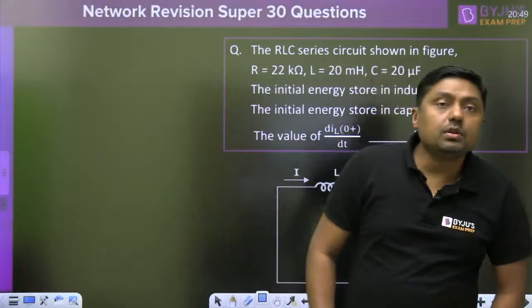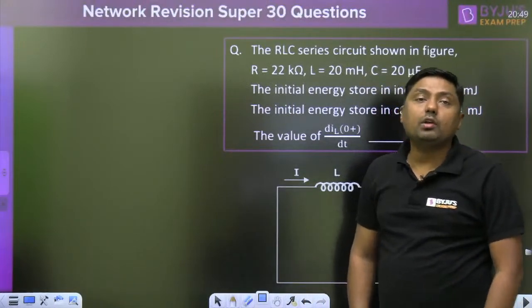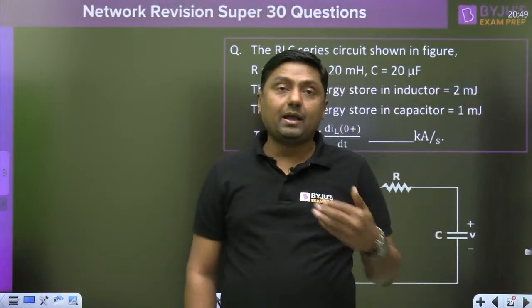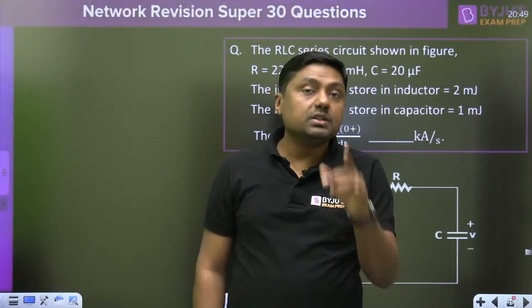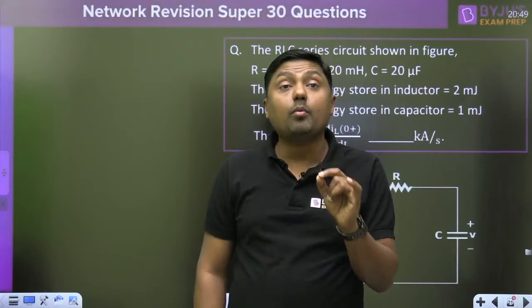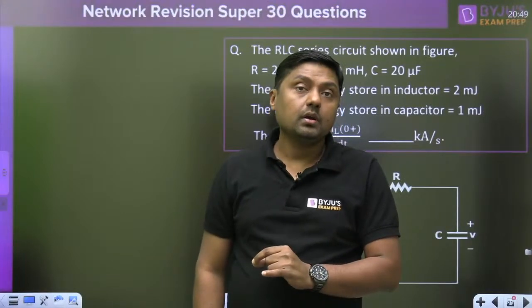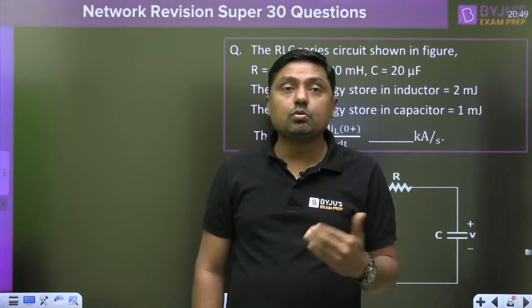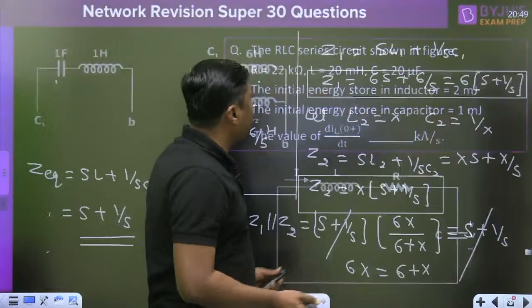Yes, sir, that trick? LC is equal to L1C1 and L2C2, because we are connecting in parallel. This condition will be satisfied, so we can take common S plus 1 by S. If we take L1C1 is equal to L2C2 is equal to L3C3, in this question we can apply this type of trick.